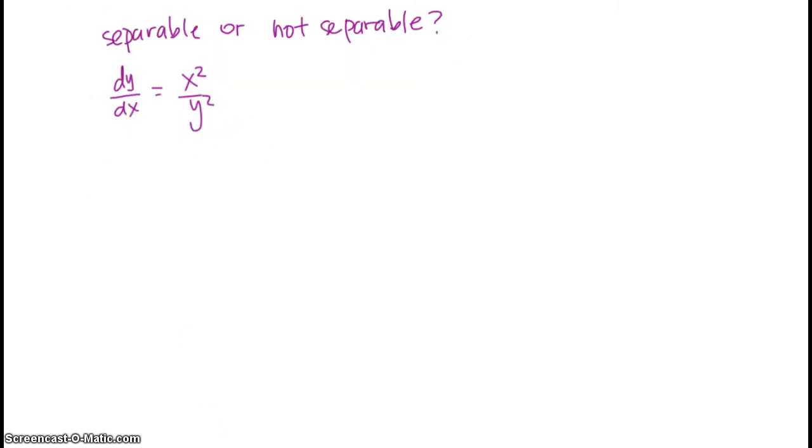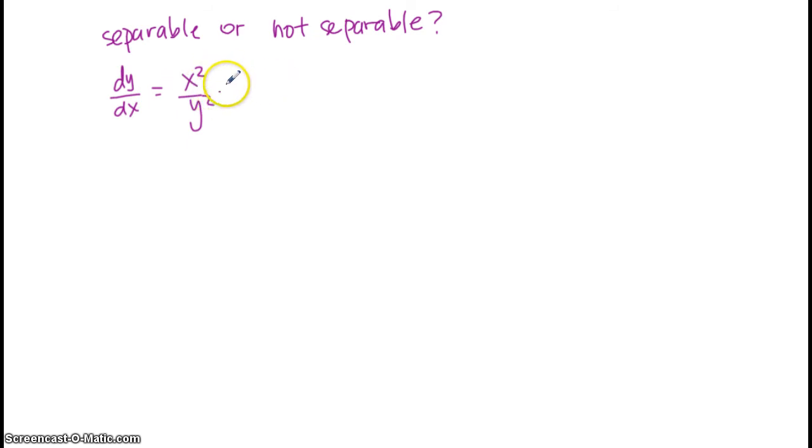So let's take a look at some examples. In this case, is this equation separable or not separable? Well, let's take a look. It looks like we have x squared divided by y squared. Can I gather all the y's onto one side and all the x's onto the other and not make it additive or subtractive?